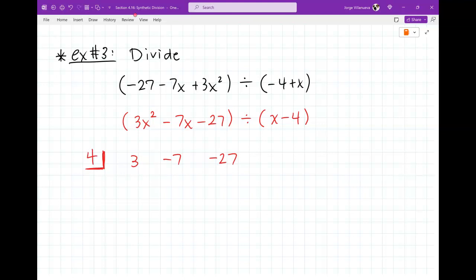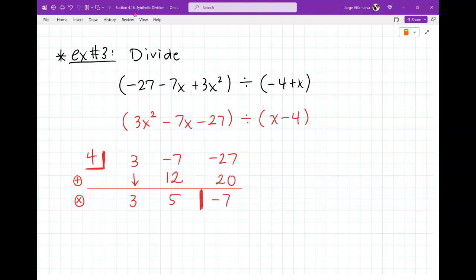A 4. All right, we're going to do our horizontal line here. I'll put plus there, times there. Again, this is just the setup, the way it's supposed to look. So now we start our first step where we drop our first number. So 3 goes down, and we multiply. 4 times 3, that's 12. Now we add negative 7 plus 12, 5. 4 times 5, 20, and negative 27 plus 20, negative 7. The last number is my remainder.